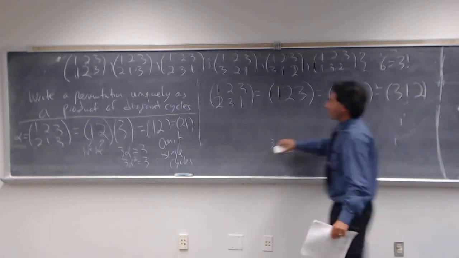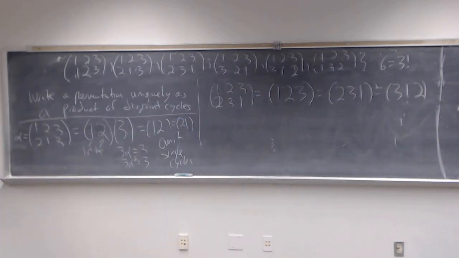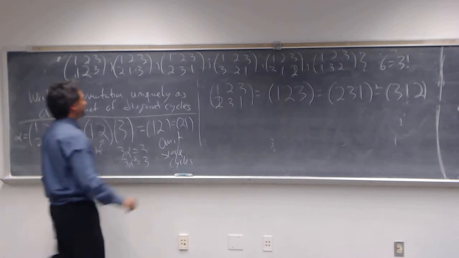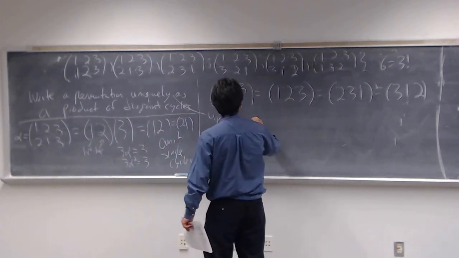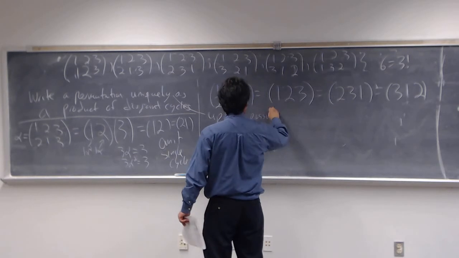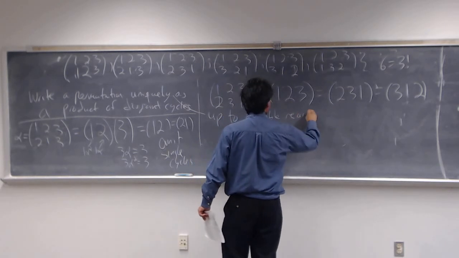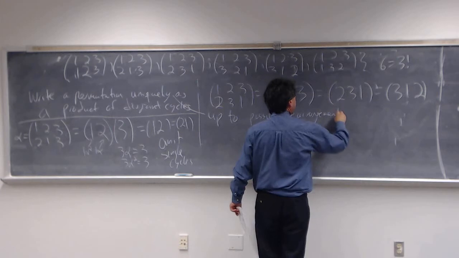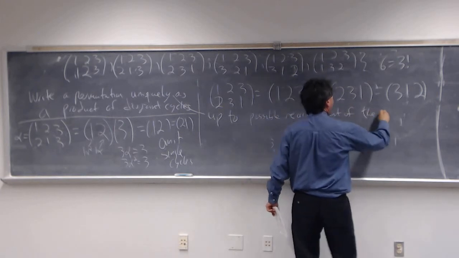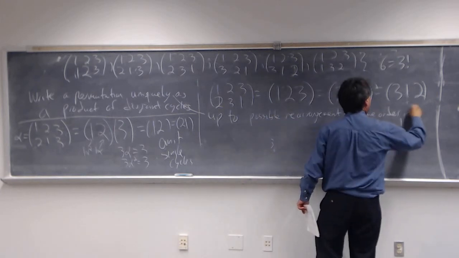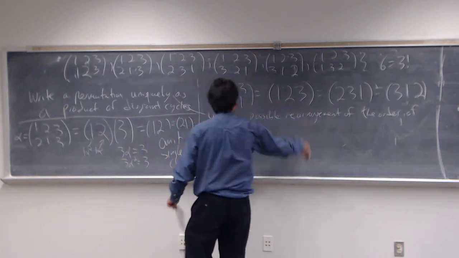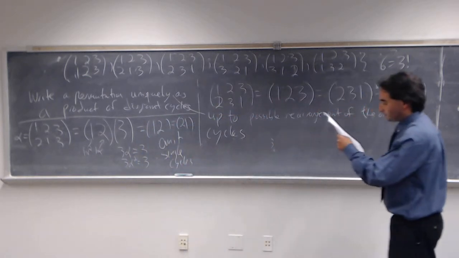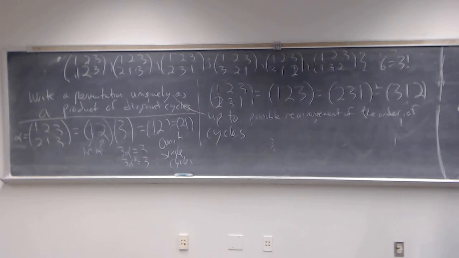So it's unique, and it's unique up to possible rearrangement of the order of the cycles. This is a cycle here. So let's look at an example.